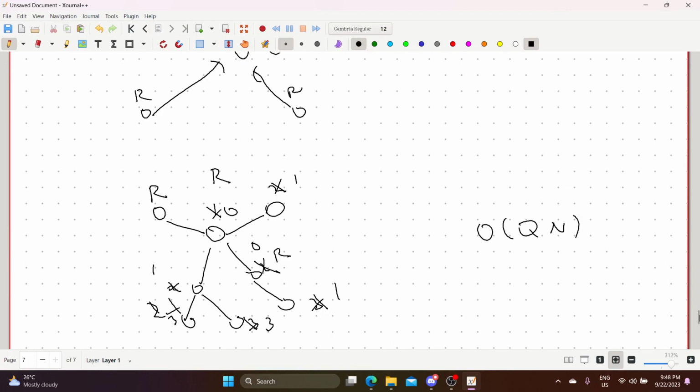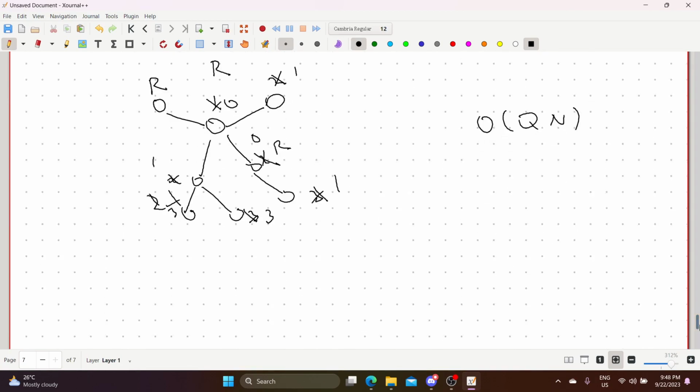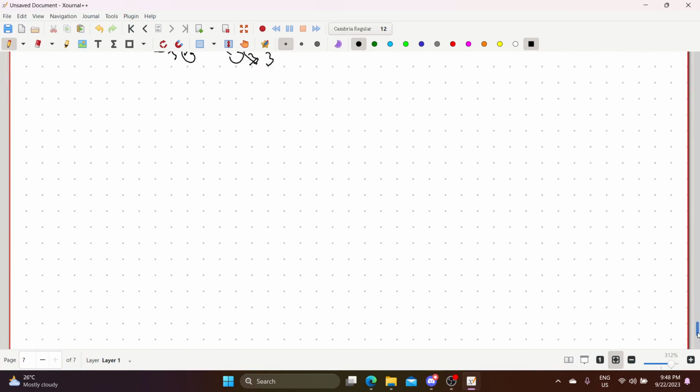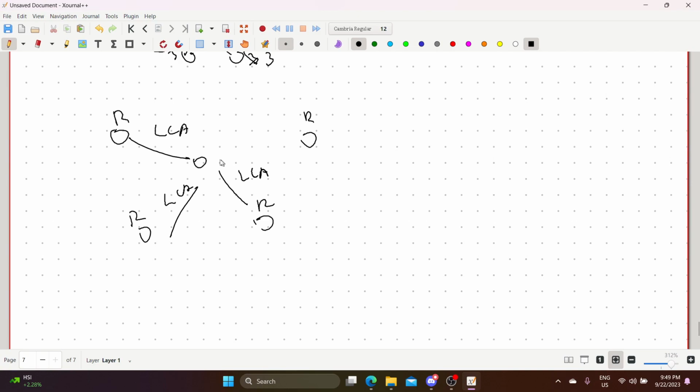So we can actually combine these two solutions together. The idea is that for the first few queries, we use the first method. We just do LCA to find the distances. Then after square root q queries, which means there are square root q red vertices, we do the second method.